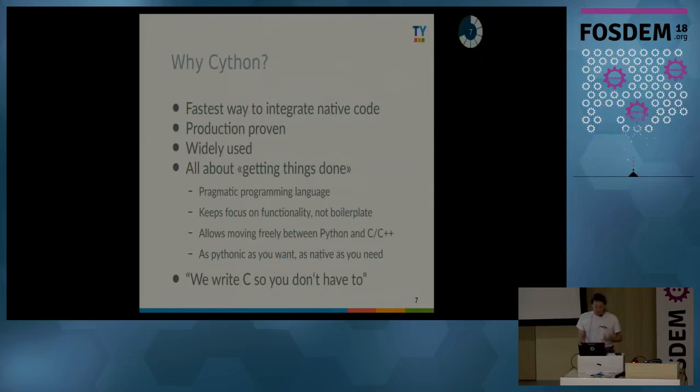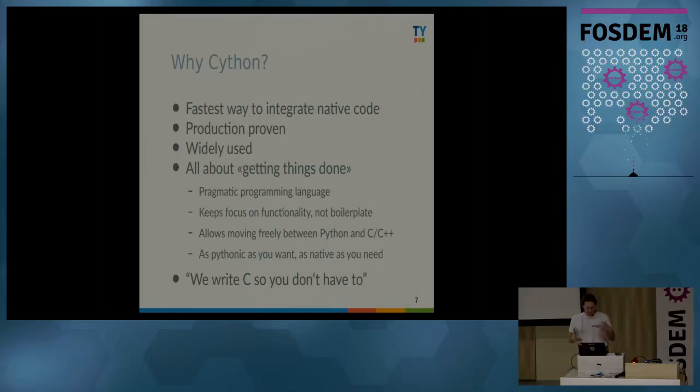Why Cython? Well, it's actually the fastest way to integrate native code. I'm standing here, I give the talk, so I can say that. It's production proven, it's actually widely used, and it's really all about getting stuff done. Okay, it's a pragmatic programming language. It helps you keep your focus on functionality rather than having to care about a lot of boilerplate everywhere.